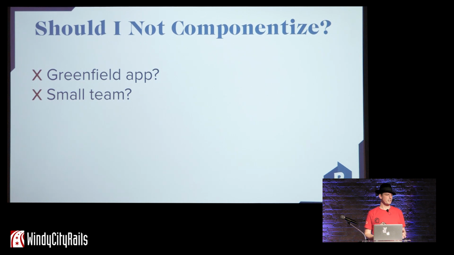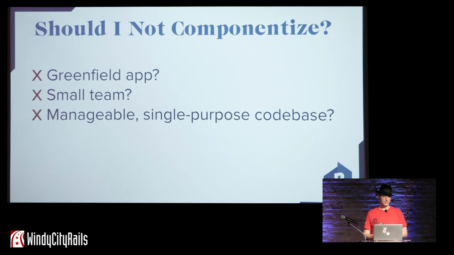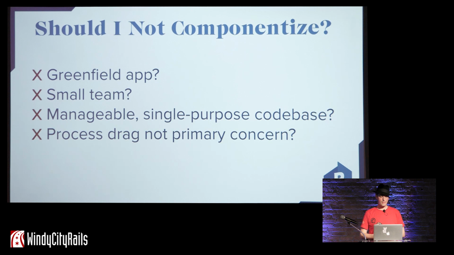Do you have a small team? Again, because of the organizational overhead and the education, the benefits on a small team are much less than that of a big team. Do you have a manageable and single-purpose code base already? As I kind of described, Nitro is anything but single-purpose. If you have a relatively focused app, componentization may not help you as much. And finally, is process drag not really your main concern? You may have a lot of problems in your organization, and process drag isn't one.